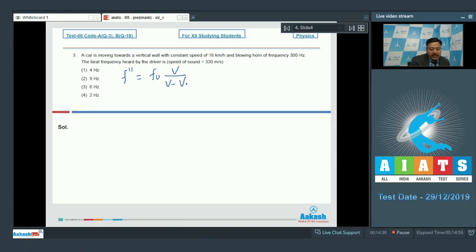minus vs, because the source is approaching the wall, and this is the frequency reflected by the wall, but because the driver is himself moving, so now driver becomes the receiver, and so the frequency that he will hear is this multiplied by further v plus vs divided by v, where again, as I said, v is the speed of sound. So this is simply f naught into v plus vs divided by v minus vs.